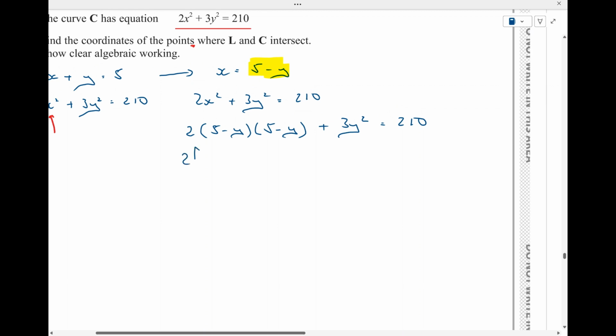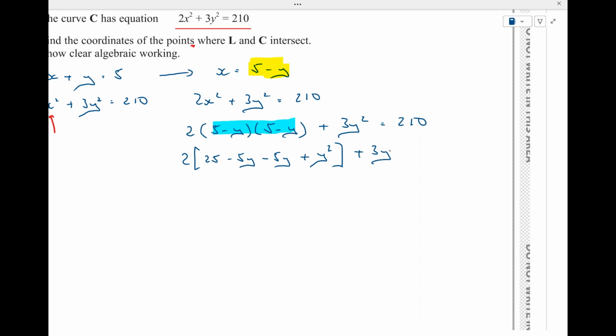So 2 times, now I'm going to expand these two brackets here. 5 times 5 is 25, minus 5y, minus 5y, plus y squared. Close the square bracket. Copy down the 3y squared equals 210. Let's tidy up that square bracket: 25 minus 10y plus y squared. Close the square bracket. Copy down the plus 3y squared equals 210.